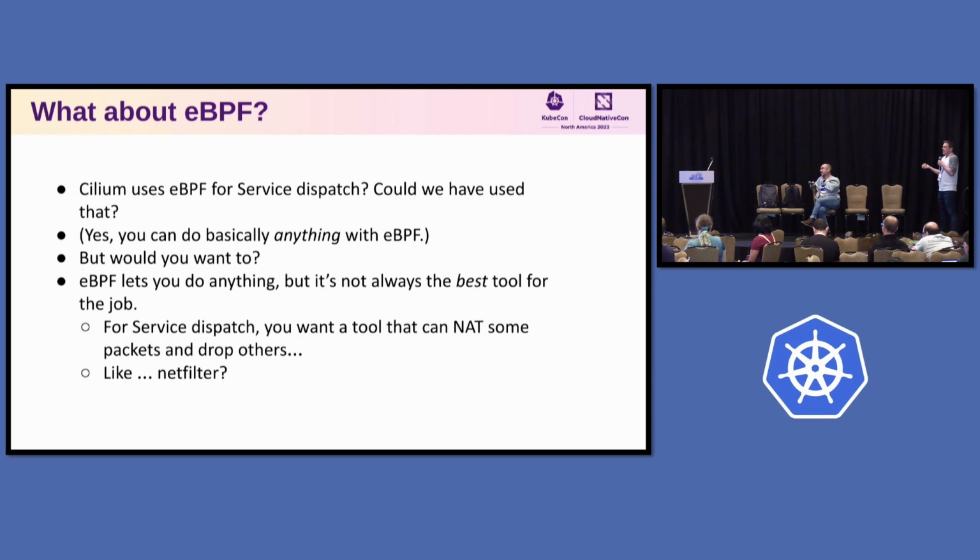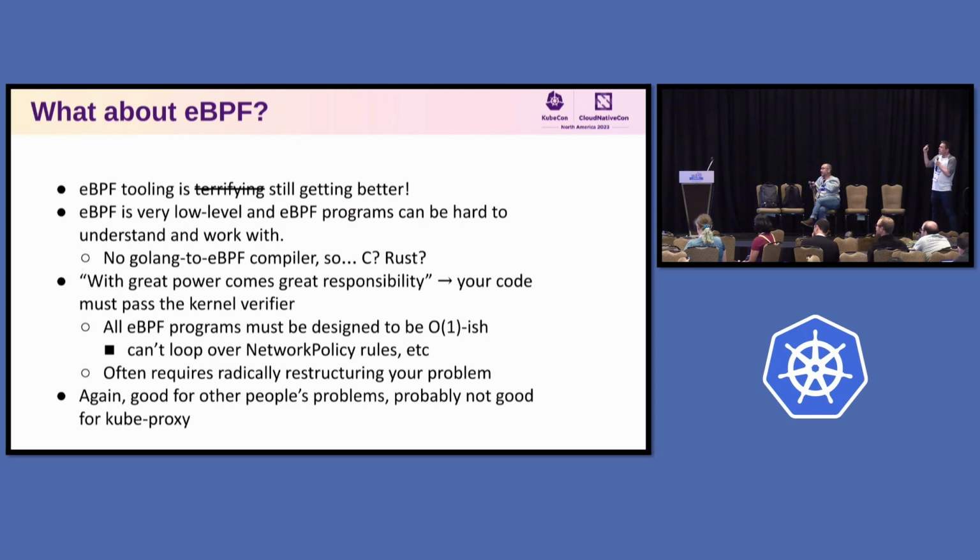And in this case, for implementing kube proxy, we need a tool that lets you NAT packets and lets you drop packets. And that's what Iptables and NFtables do. So we could have done kube proxy in eBPF, but eBPF is a little hard to work with. You have to write code in C or Rust or something like that, and then compile it to bytecode. And we don't have as much expertise in those languages within the Kubernetes community and within SIG network.